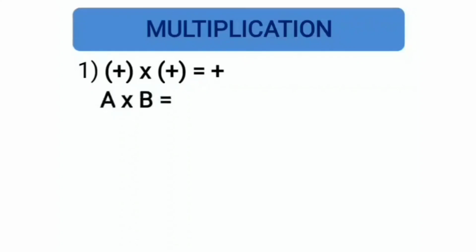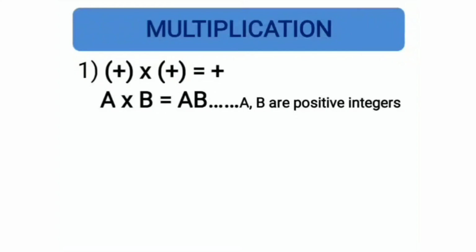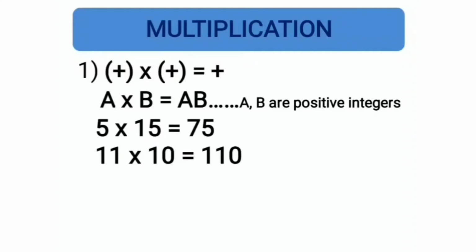Let us consider A and B any positive integers. A multiplied by B is equal to AB. 5 multiplied by 15 is equal to 75. Another example is 11 multiplied by 10 is equal to 110.